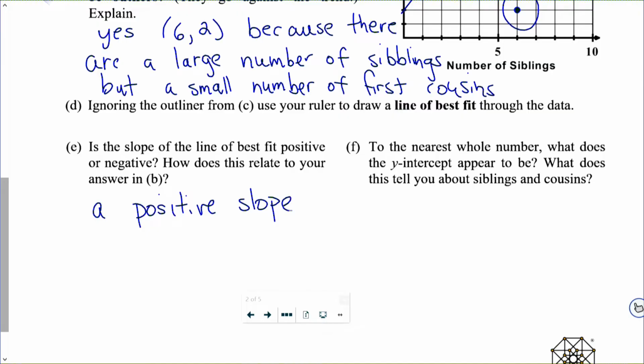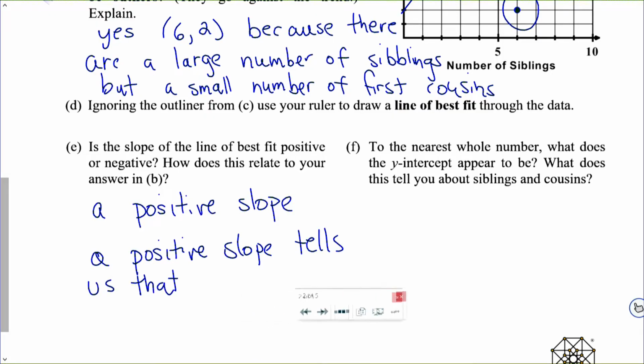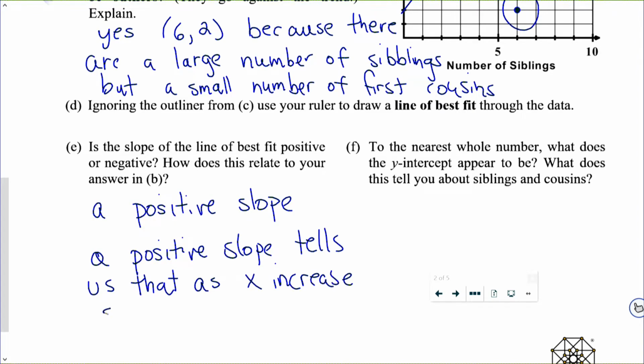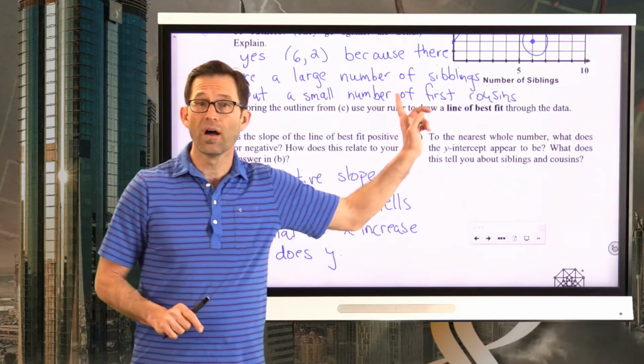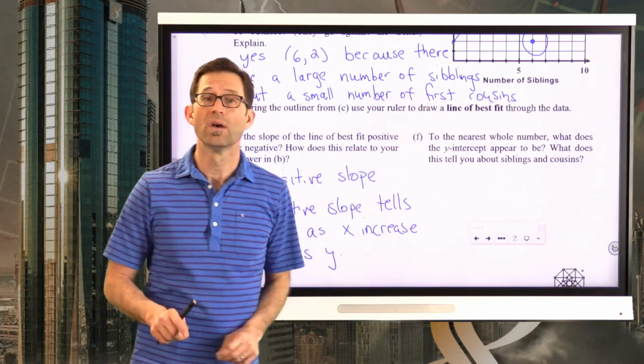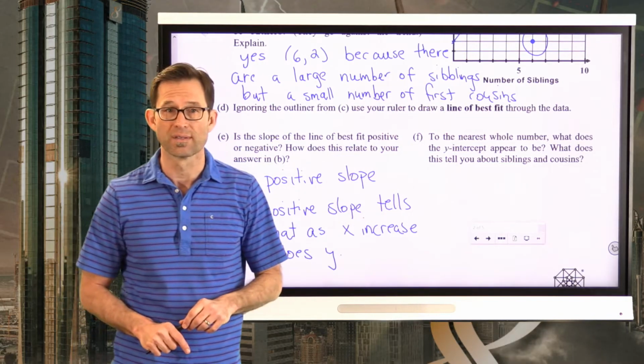And what a positive slope always means, a positive slope tells us that as x increases, so does y. In other words, as the number of siblings increases, so does the number of first cousins.